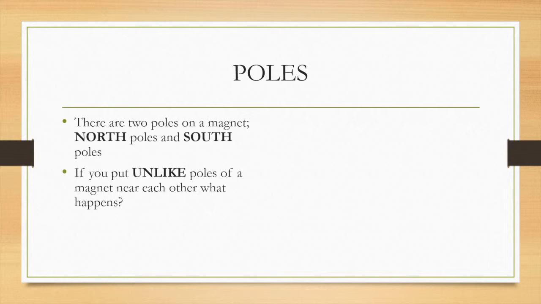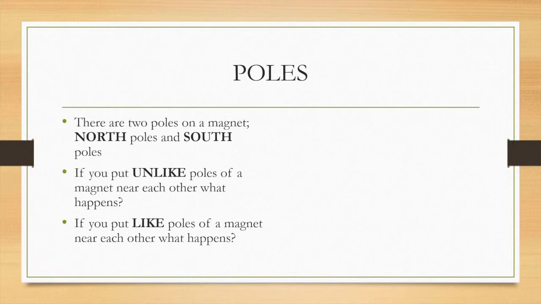And if you put like poles of a magnet near each other, the same type of poles like north and north or south with south, then they should repel with each other. As you can see on the right, there's a picture that demonstrates both of these concepts. On the left set of the magnets, there is the north pole attracting the south pole, and then on the right, the south and the south poles are repelling each other.